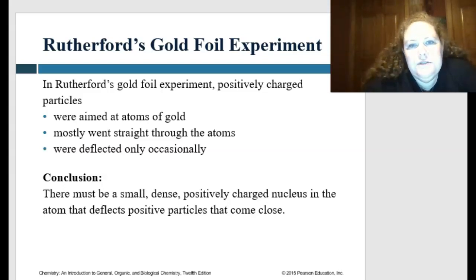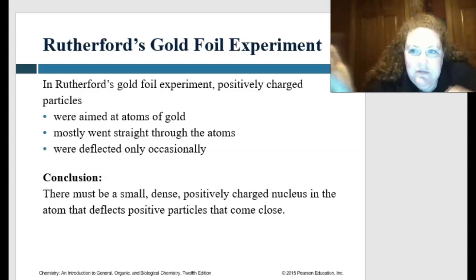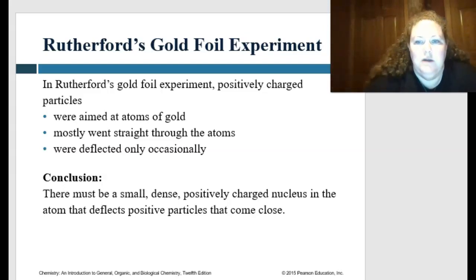And in Rutherford's gold foil experiment, the positively charged particles were aimed at atoms of gold, and most went straight through the atoms, and they were only deflected occasionally. And so the conclusion that Rutherford made was that there must be a small, dense, positively charged nucleus in the atom that would deflect the positive particles that came close.